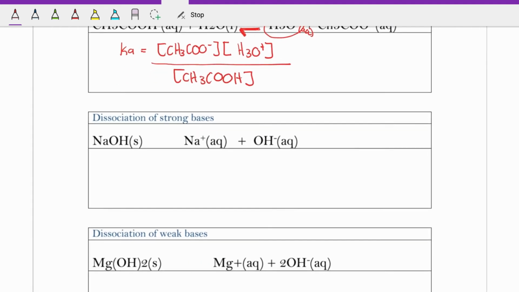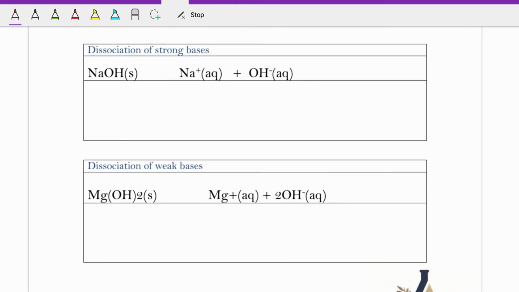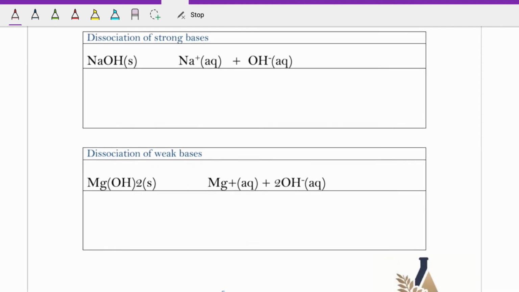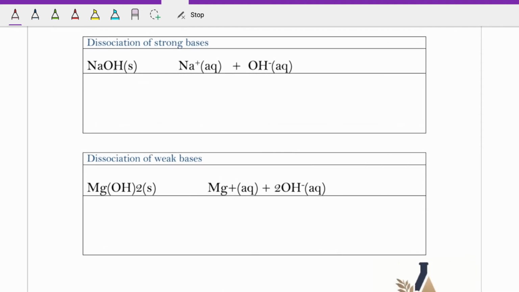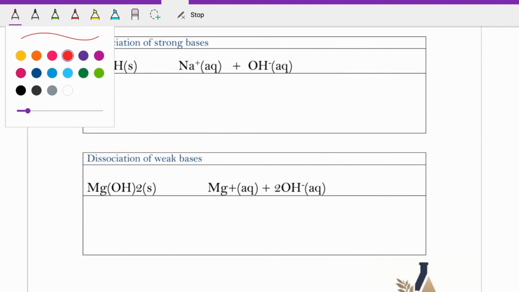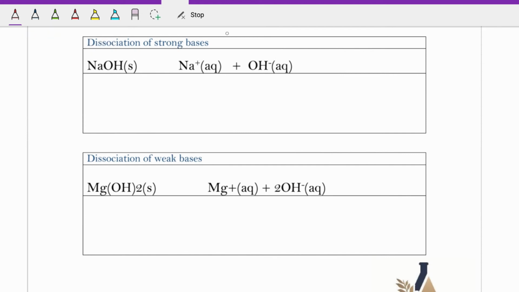Right, if we move over to bases and we talk about dissociation of a strong base, with a strong base you will have complete dissociation. Okay, so instead of working now with Ka, we're working with a Kb. And the same will apply with the equilibrium. The forward reaction will be more favored than the reverse reaction.